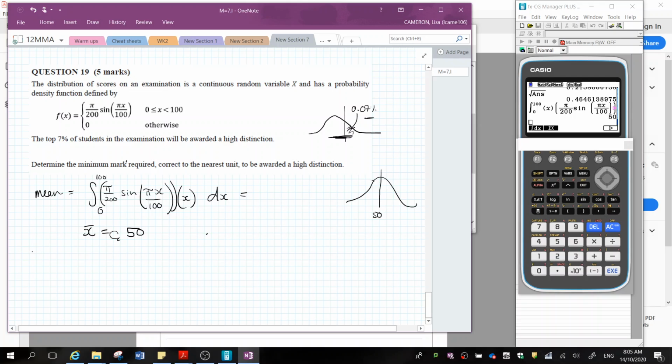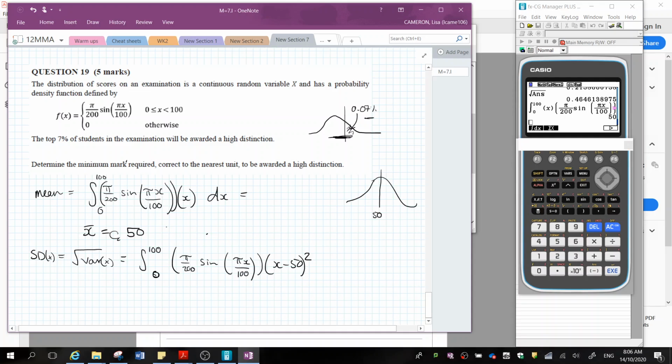Okay, so now I want to work out the standard deviation. So I'm going to take the square root of the variance. I'm going to take my mean from up here and throw it into the formula that's given to us for continuous random variables. So I'm integrating our function from 100 to 0, bracket pi over 200 sine pi x over 100, bracket x minus 50.